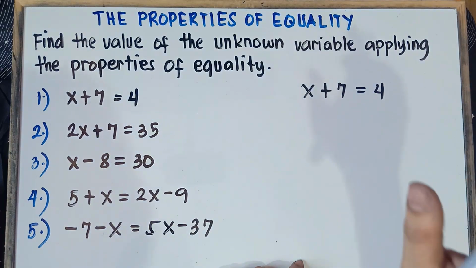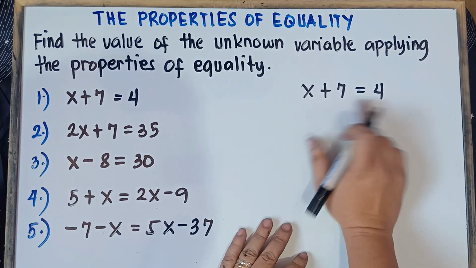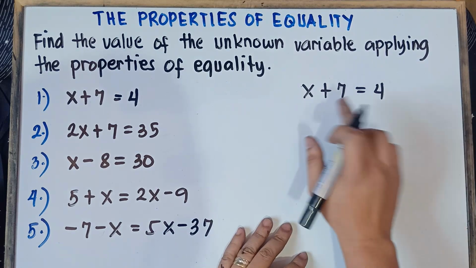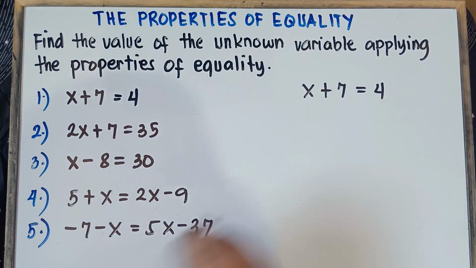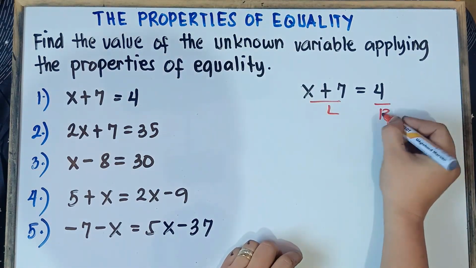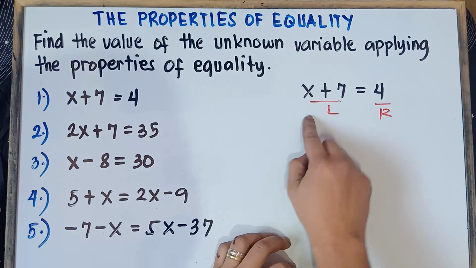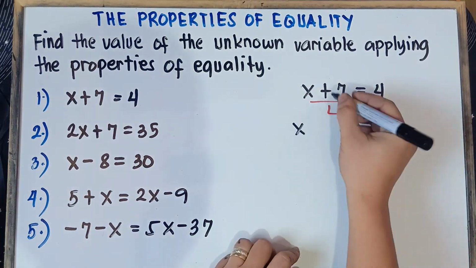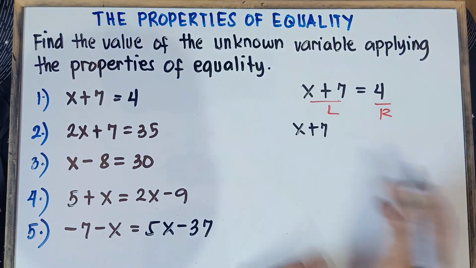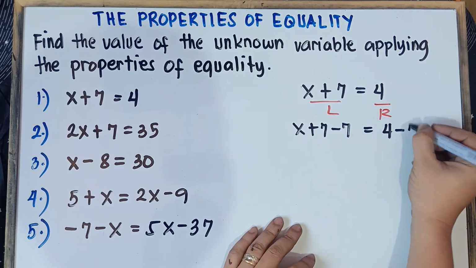Now to get the value of x, class, we can just simply apply the subtraction property of equality. We can subtract both sides by 7 so that the remaining expression on the left side of this equal sign, this is left, this is right, will be only x. So this will be the thing that you will do: x plus 7, subtract both sides by 7, minus 7 equals 4 minus 7.